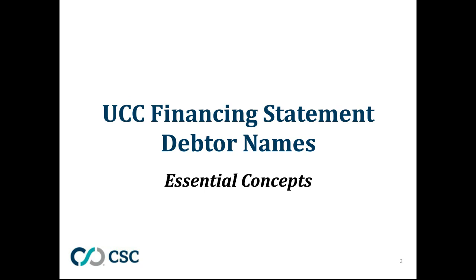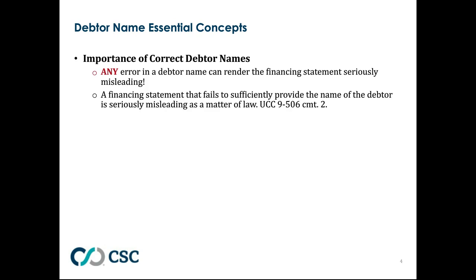There are some important things that it's necessary to understand about the debtor name rules under Article 9. The first is the importance of correct debtor names. The courts have shown a tendency to tolerate harsh results when it comes to errors in debtor names. In fact, any error in a debtor name can render a financing statement seriously misleading.